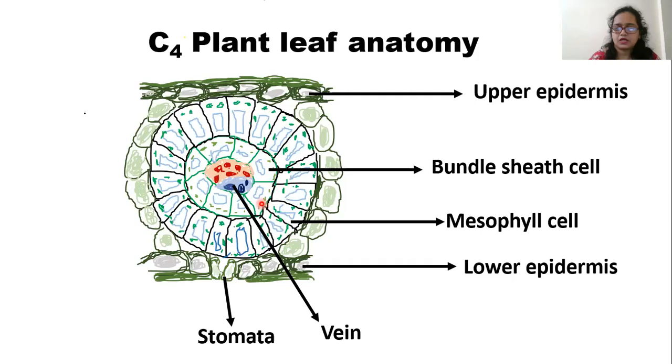We can say that there are more chloroplasts in bundle sheath cells as compared to those of mesophyll cells. Here you can see that stomata are present and they generally remain closed or partially open in these C4 plants. And we know that stomata are responsible for gaseous exchange. It means the movement of gases, oxygen and carbon dioxide, inside and outside depends upon the stomata opening and closing.